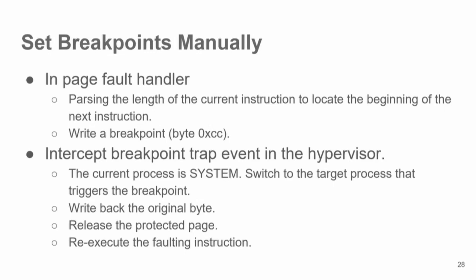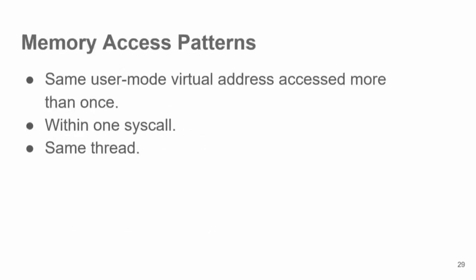So when that triggers, our hypervisor will intercept the breakpoint trap event, and we will write back the original byte and release the protected page, re-execute the faulty instruction, and let the kernel go again. And that works. And the memory access pattern we are looking for is the same user mode virtual address being accessed more than once, within one syscall, by the same thread.